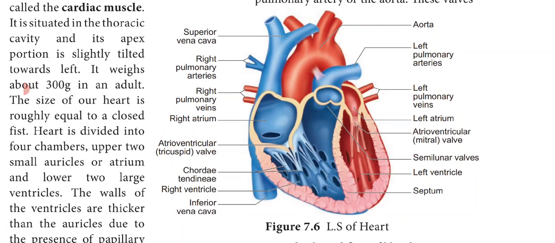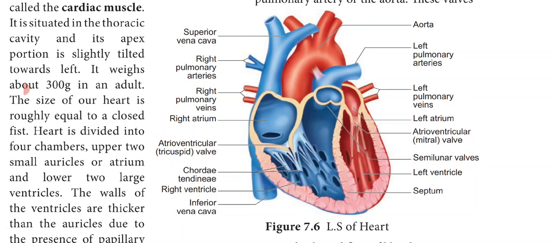Why are the chambers separated from each other? To avoid the mixing of pure and impure blood. So the chambers of the heart are separated from one another to avoid the mixing of oxygenated and deoxygenated blood. Oxygenated blood is the pure blood, and deoxygenated blood is the impure blood.